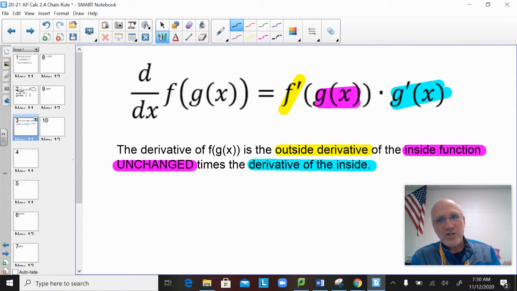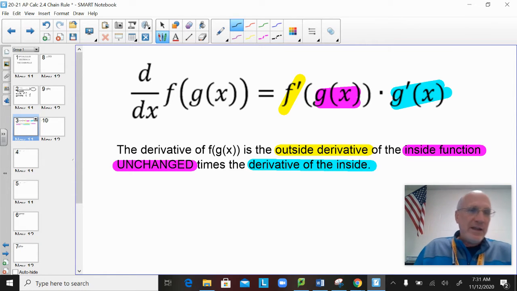I would argue that should be as automatic to you as product rule: first times the derivative of the second plus second times the derivative of the first. And the quotient rule, which is the bottom times the derivative of the top minus the top times the derivative of the bottom all over the bottom squared. Chain rule, outside derivative of the inside function unchanged times the derivative of the inside, or f prime of g of x times g prime of x.